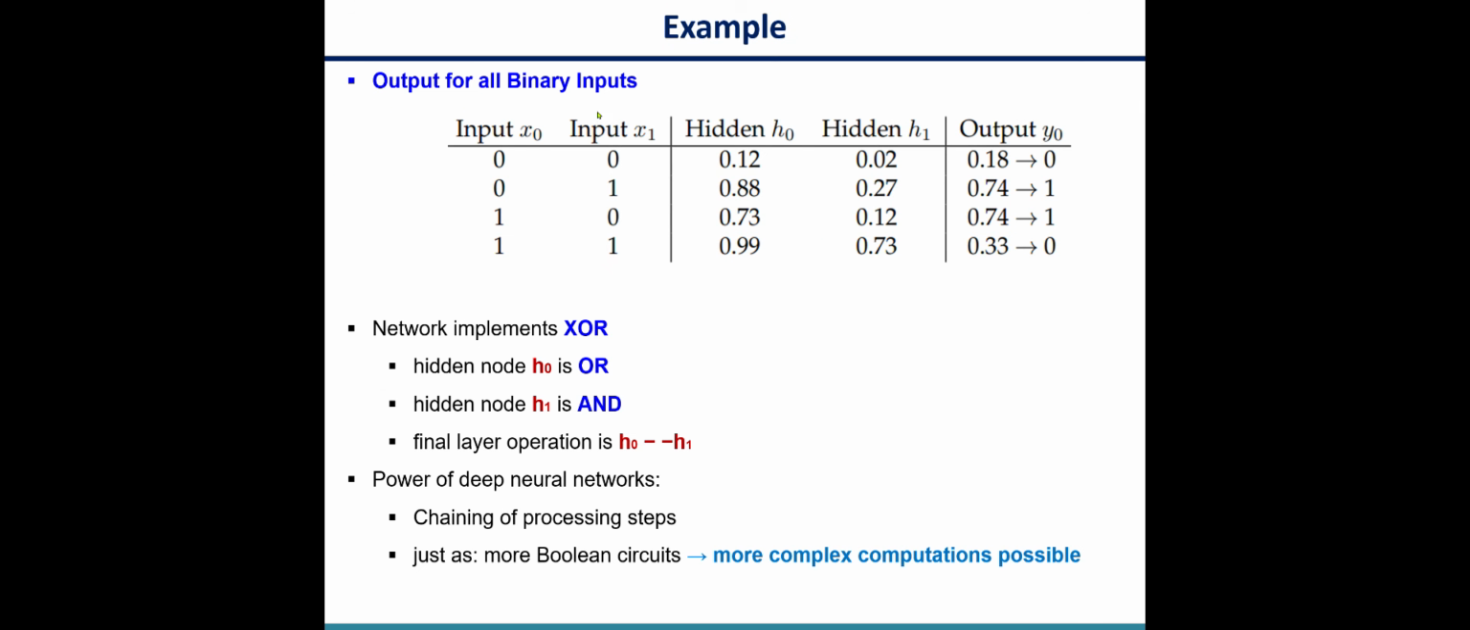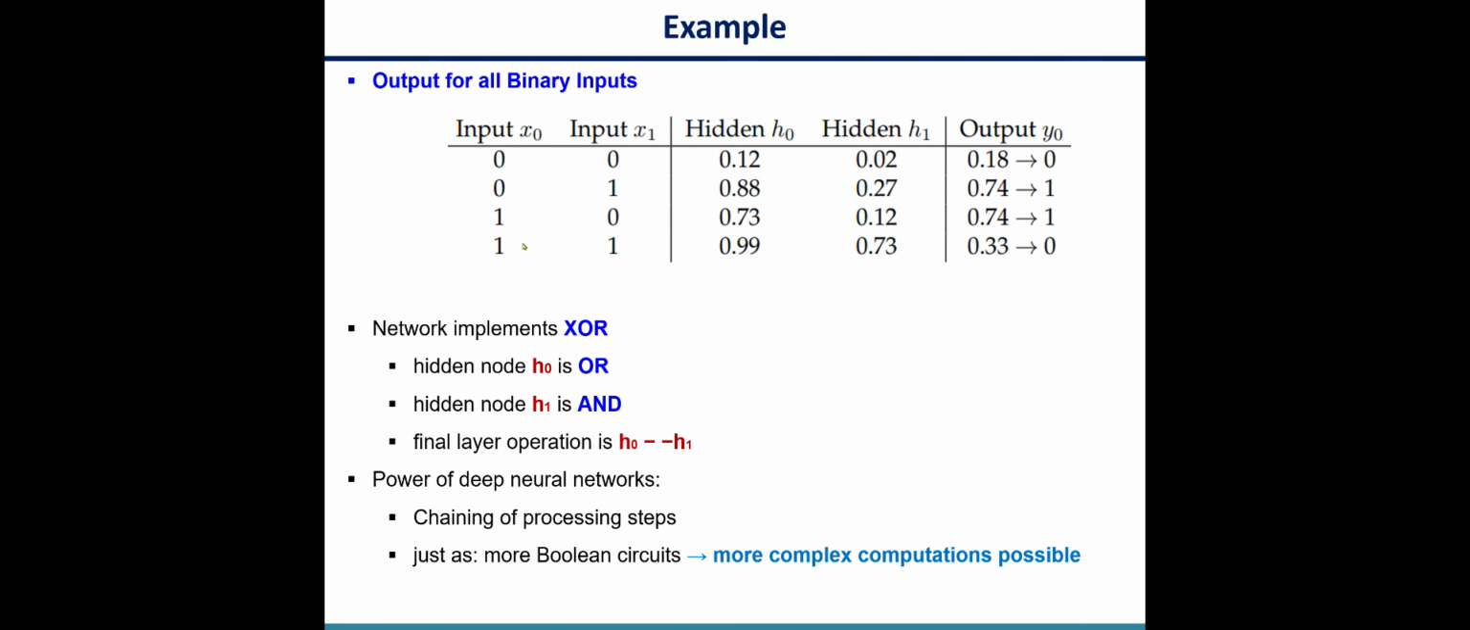The binary output for all binary inputs is 0 0 0 1. We know these values, right? I believe everyone knows about the logic gates. So we have this input and this input, and when calculated, the hidden values give these answers. And finally the network implements the XOR. Hidden node H0 is OR, and node H1 is AND. So the final layer operation is H0 minus H1. So the power of a deep neural network is chaining the processing steps, and with more Boolean circuits, more complex computation is possible. So now we're going to talk about the deep neural network models.